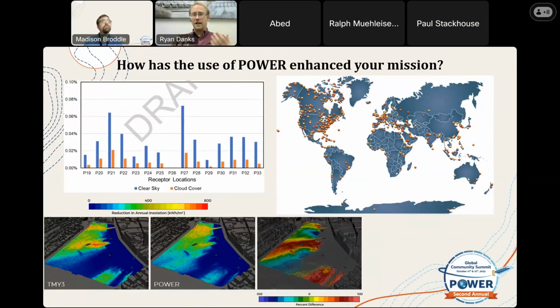And so what the POWER data allows us to do is start looking at things more statistically. We're not just looking at a single year. We can grab multiple years of data, which include cloud, and be able to talk to our clients about things like mitigation or the need for mitigation.